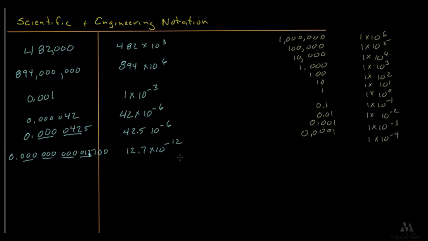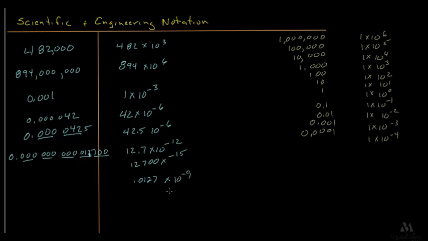So we could also say this is, we put these in groups of 3, this could be 12700 times 10 to the negative 15th. Or if we wanted to do this to the negative 9th, there's our 1, 2, 3 there, and so I'm going to go 0.0127 times 10 to the negative 9th.